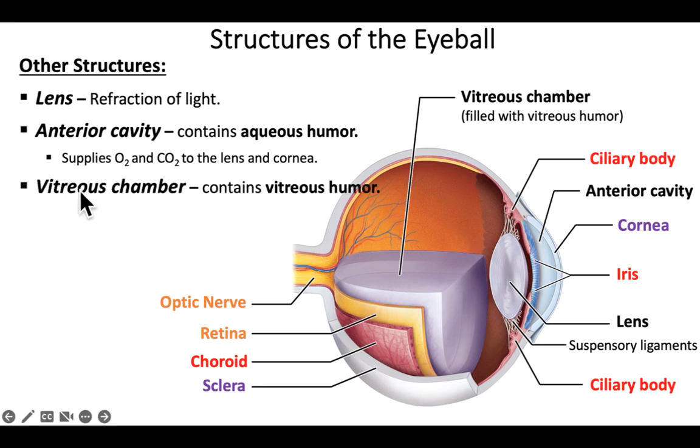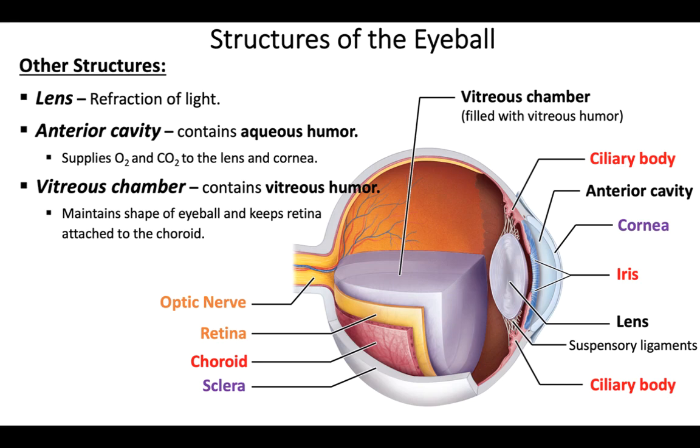And then again, the vitreous chamber contains vitreous humor. The function of that vitreous humor is just to put a little pressure up against that retina and prevent it from detaching. All right, so this gel puts just enough pressure on that retina so it doesn't peel off. It also helps maintain the shape. So it maintains the shape of the eyeball and keeps that retina from detaching. All right. So there's some of these other structures. So other than that, we're good as far as the structures.